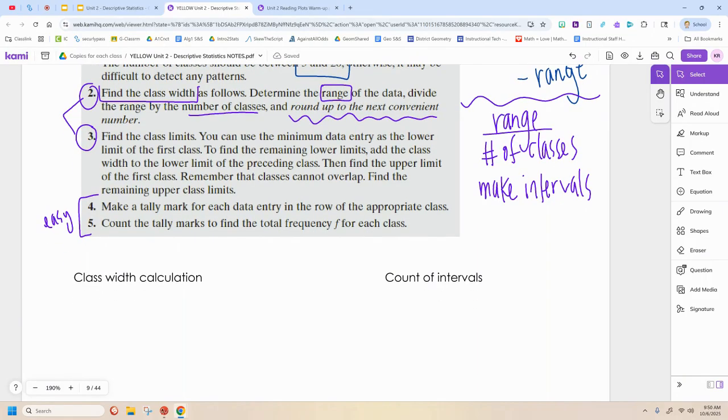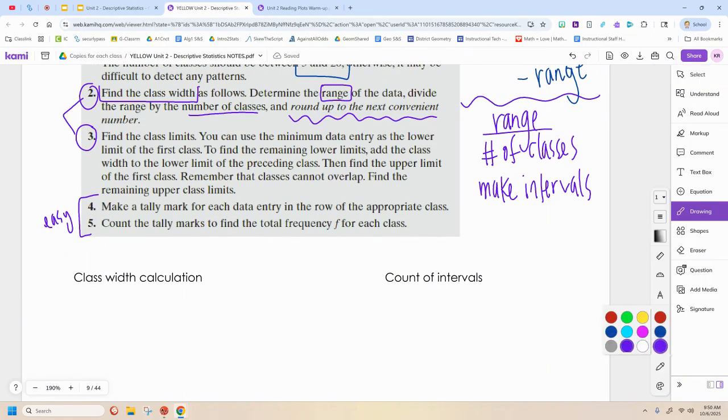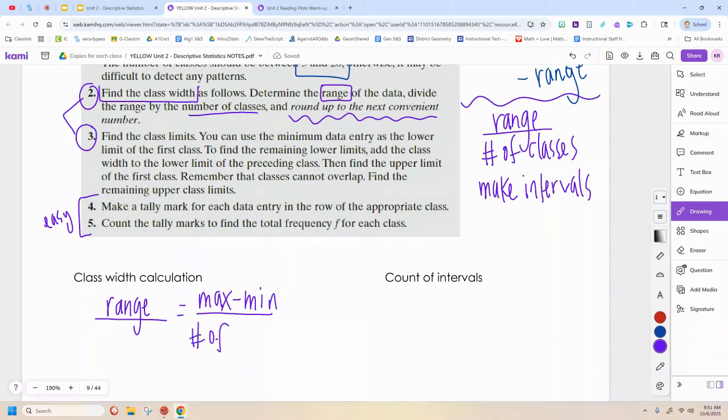So here we go. So here it says class width calculation. I think I just put that up above, but it never hurts to put it more than once. We're going to take that range. And how do we get the range, people? Max minus min. And then we're going to divide it by the number of classes desired or requested. And then how to do this count of the intervals or make it using the class limits we'll demonstrate on the next page. See demo, next page. All right, so when you're ready, go ahead and turn your page.